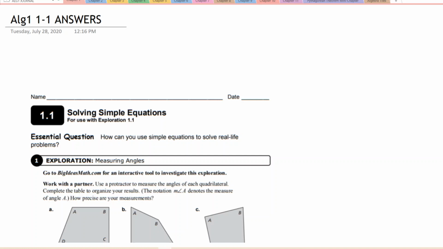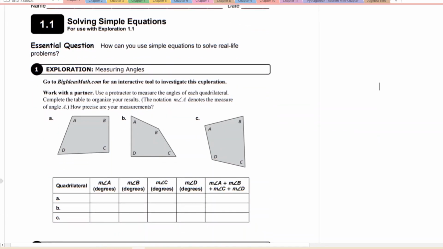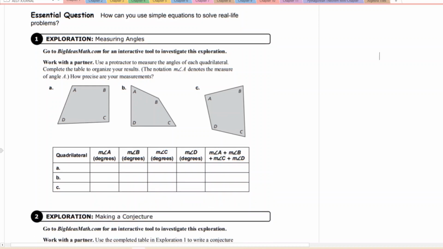Hey everyone, it's algebra time, and today we're going to really begin our journey into algebra with section 1.1, solving simple equations. Now, I'm fairly certain most of you have seen some things about algebra before, but just in case you haven't, we're going to hopefully start from something really basic. So, we'll see what we have here.